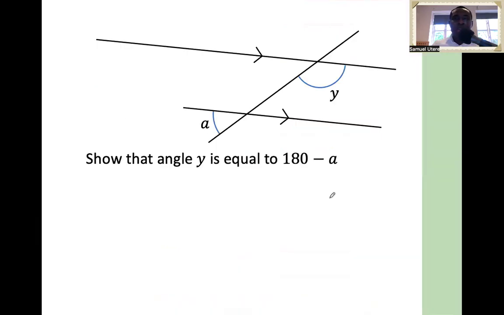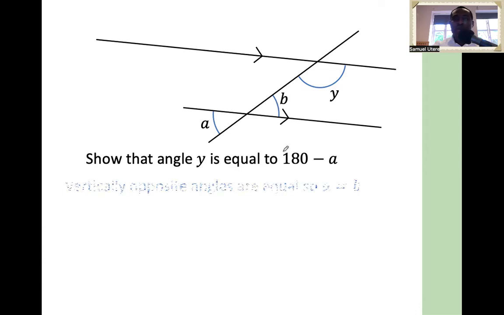Let's look at a new example for our learning. We've been asked to show that angle Y is equal to 180 minus A. So we're trying to prove that this angle here is equal to this expression. Well, we know that vertically opposite angles are equal. You can see it right here. These lines are crossed. So here could be A, although we've decided to label it another name, B. But actually, if vertically opposite angles are equal, that could also be A.